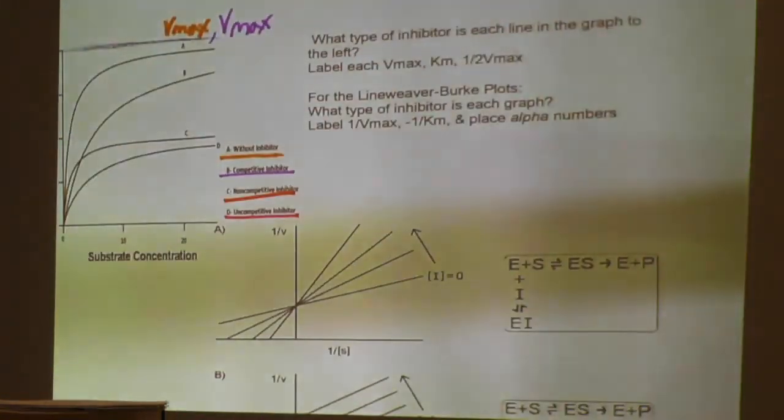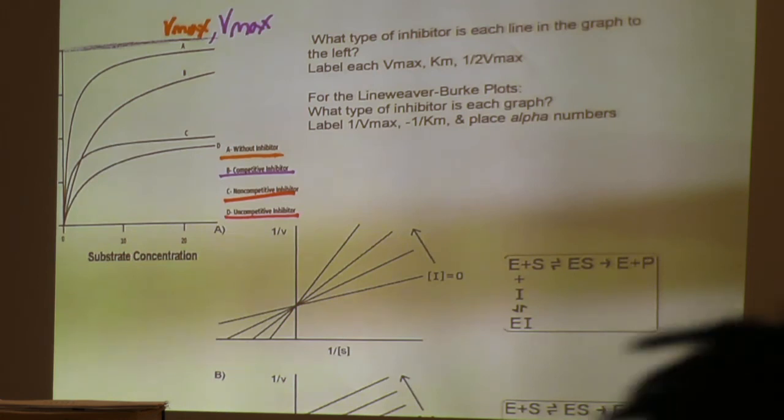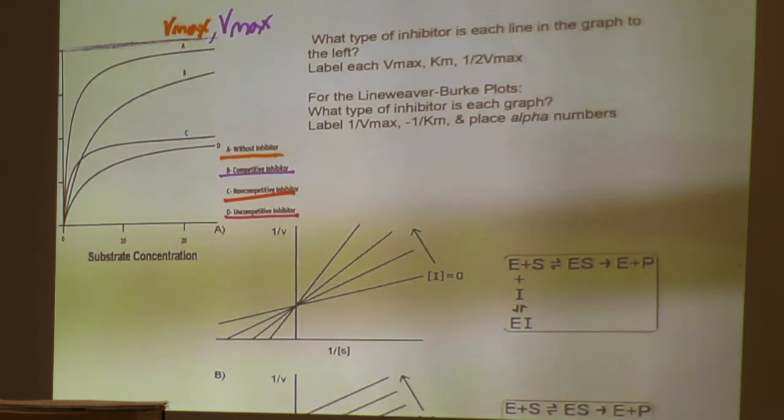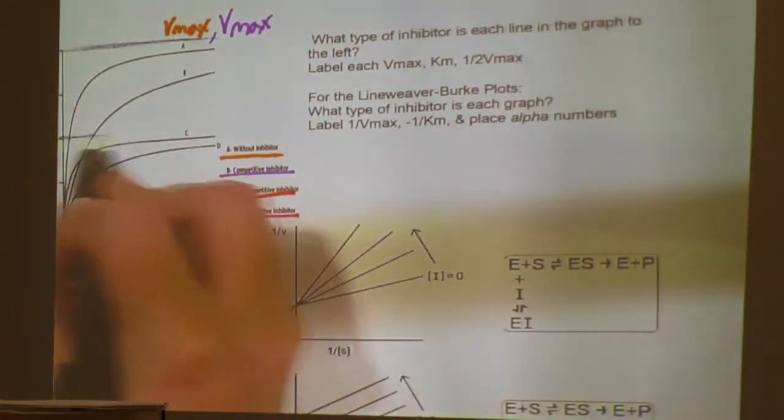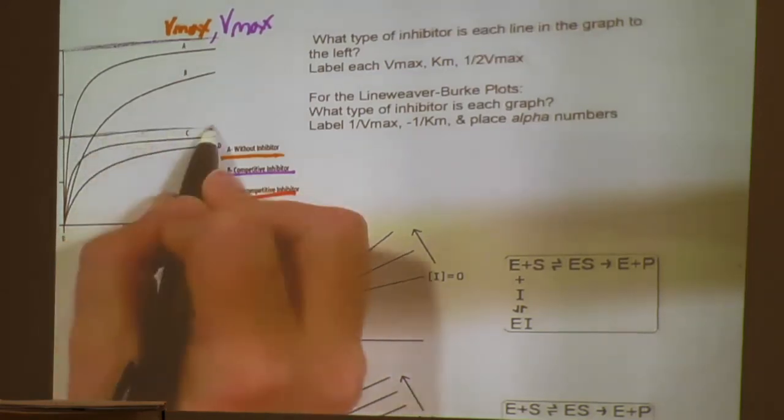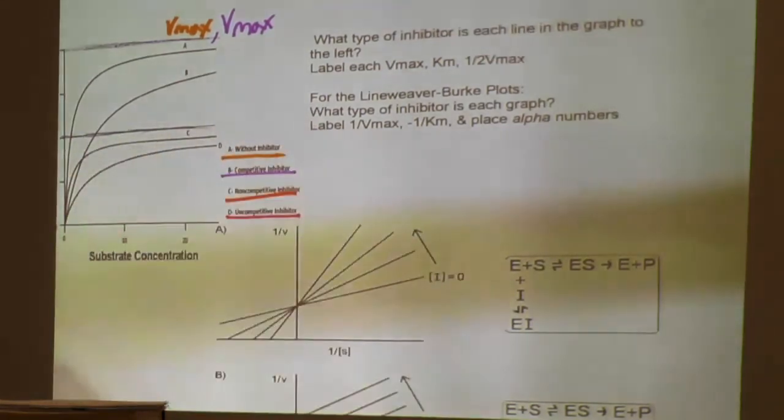Okay. So what does that mean? Is it going to share a 1/2 Vmax with the enzyme without an inhibitor? If they share the same Vmax, are they going to share the same 1/2 Vmax? I'm getting nods, yeah, absolutely. So since we placed it at 80, our 1/2 Vmax is going to be at 40. Okay.